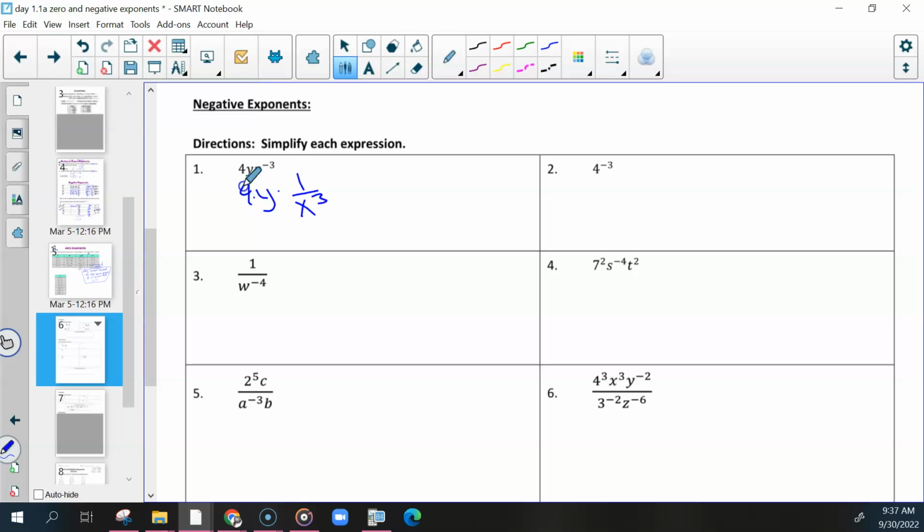The very last thing we have to do, and as you start to get better at this, you can do this kind of all at one step, is we have to combine everything into one fraction. Remember that these are all over 1. So these would all go in our numerator. This would stay in our denominator. We get 4y over x to the 3rd. Do we have any questions about that before we continue?